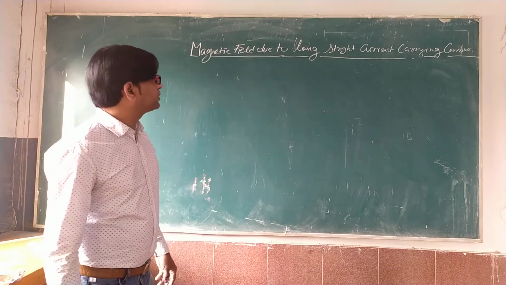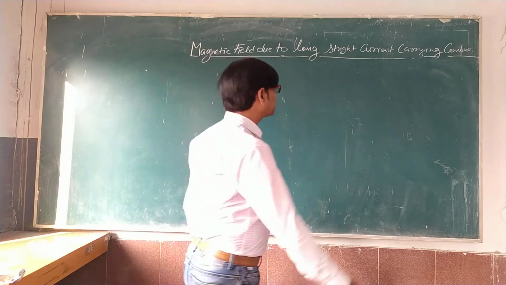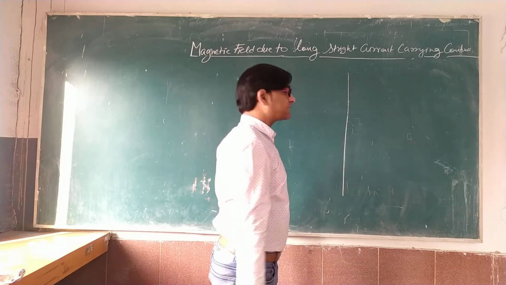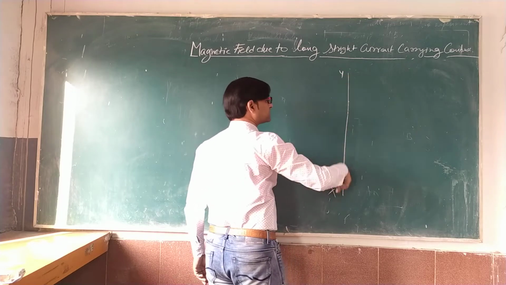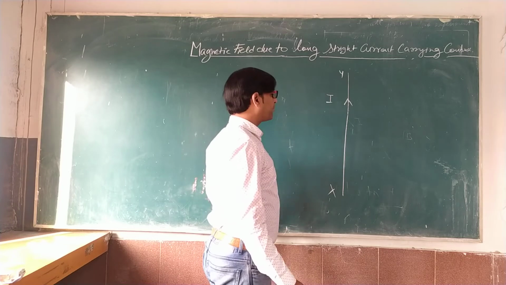The magnetic field due to a long straight current carrying conductor. Suppose that we are having a straight conductor of infinite length. We name the current conductor as XY. The conductor is carrying current of I ampere through it.